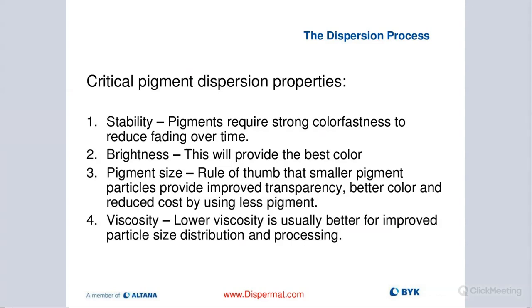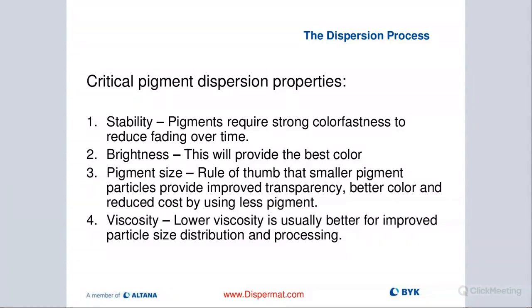Pigments require strong color fastness so that they don't fade over time. Our brightness will also be improved. Good dispersion will give us the best color possible. There's a rule of thumb that the smaller our pigment particles are, the more that improves the transparency, and we'll get better color. And then also, which is really important, especially in manufacturing, we're going to save money by using less pigment. That's one of the big wins if we have a properly dispersed pigment.